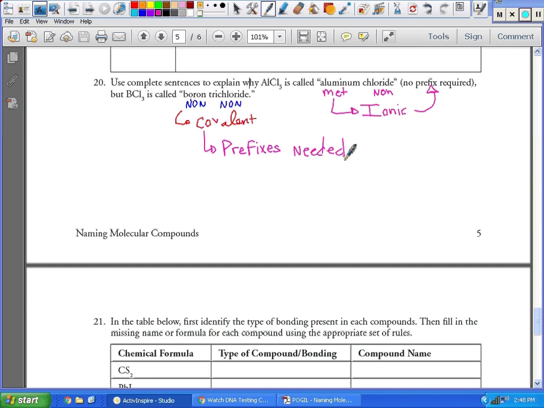Got that, boys? Got that? Okay, just making sure.